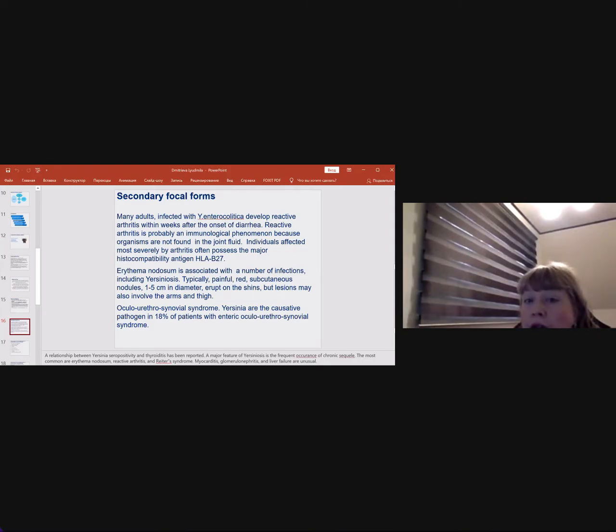Erythema nodosum is associated with a number of infections, including Yersiniosis. Typically painful red subcutaneous nodules, 1 to 5 centimeters, sometimes as big as an egg in diameter, erupt on the shins, but lesions may involve the arms and thigh. Ocular or retrosynovial syndrome: Yersinia are the causative pathogen in 18% of patients with enteric ocular or retrosynovial syndrome. What does it mean?